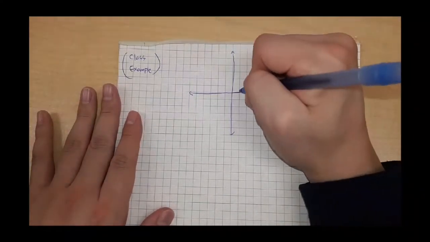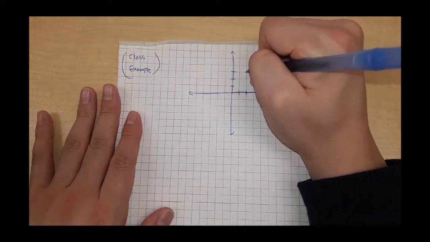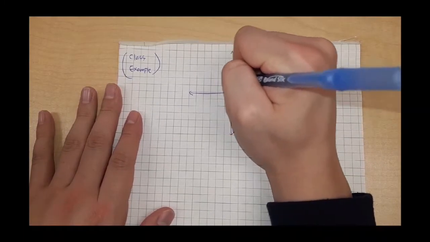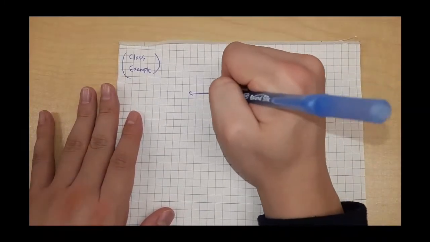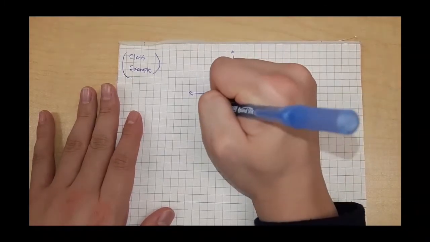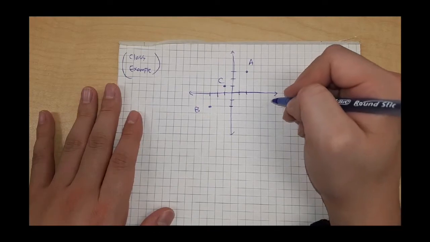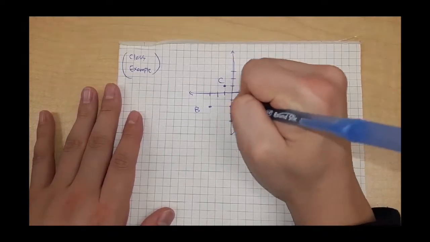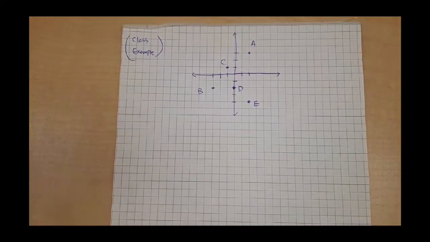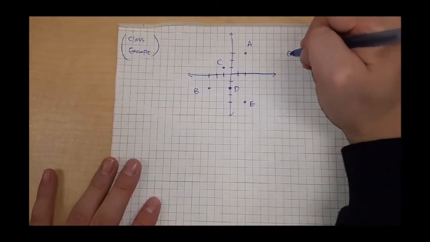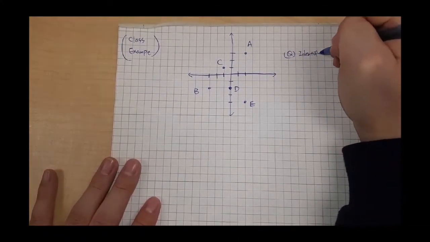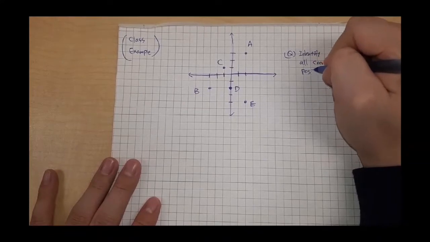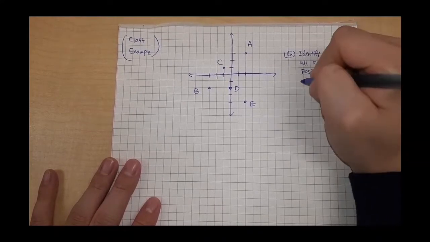I want you to draw coordinate A, coordinate C, coordinate B, coordinate E and D. And my question is, identify all coordinate position and quadrant.